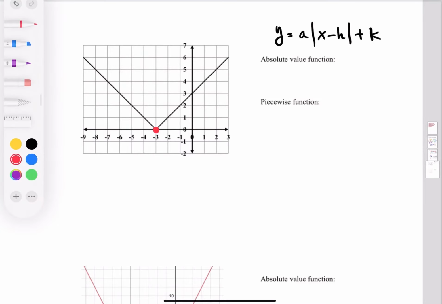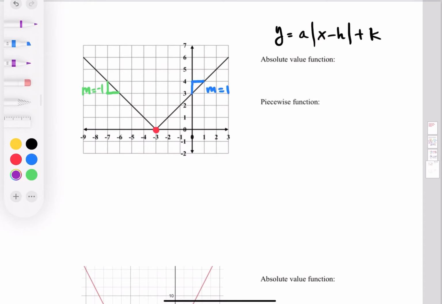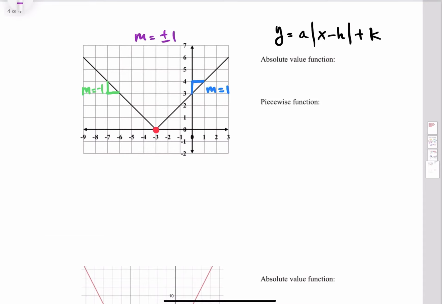We know it's an absolute value because it has a shared point. The slope happens to be -1 on the left and a +1 on the right. So we see that plus or minus slope. So we have our slope of plus or minus 1. So that's a big clue that we have an absolute value. And on top of that, we have our V shape here. So we got that V shape, which tells us it's an absolute value.